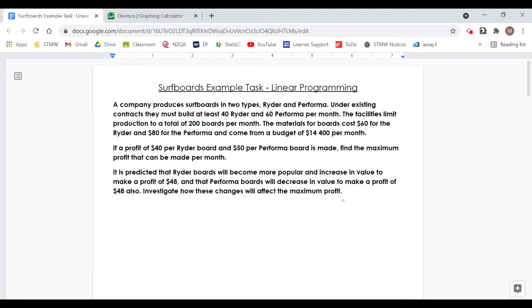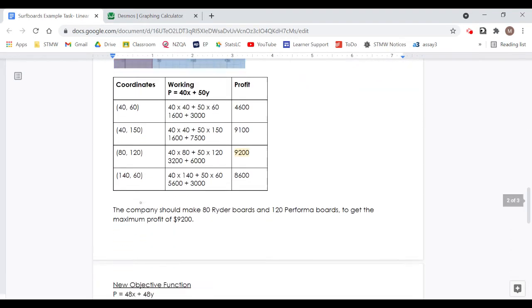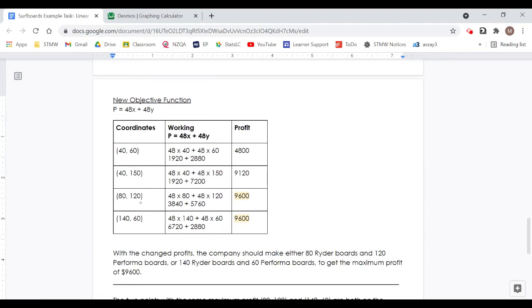So what we need to do with this is create a new objective function. It's going to be quite similar to the one we had done before, but now our profits for both rider and performer are $48. So we've done all of our achieved stuff. This is what we need for merit, a new objective function. Very similar, but now our profit equals 48 for the riders plus 48 for the performers.